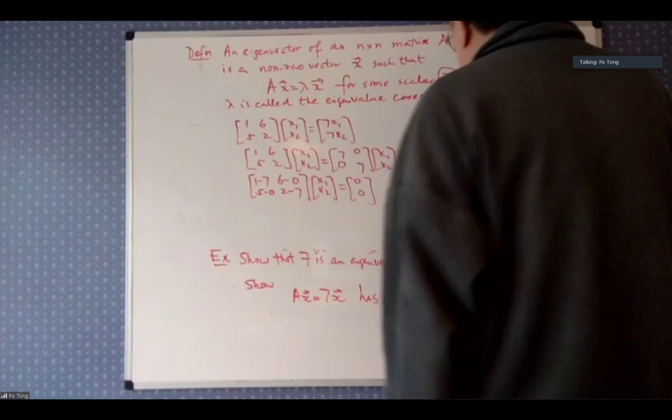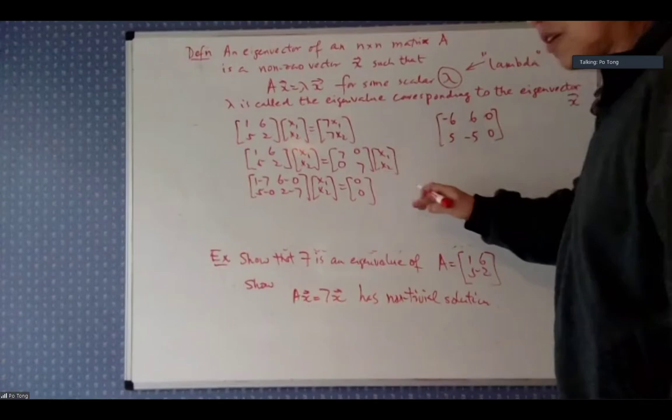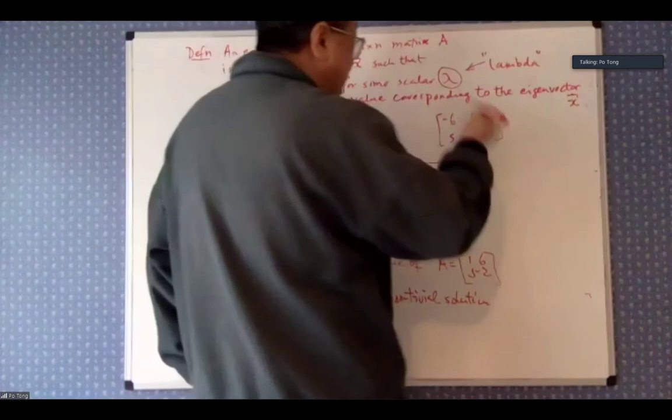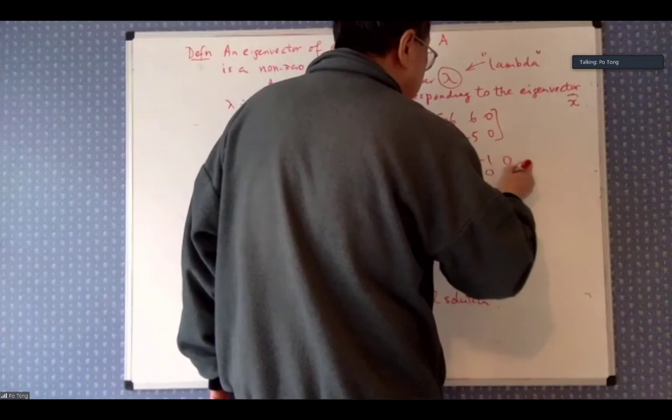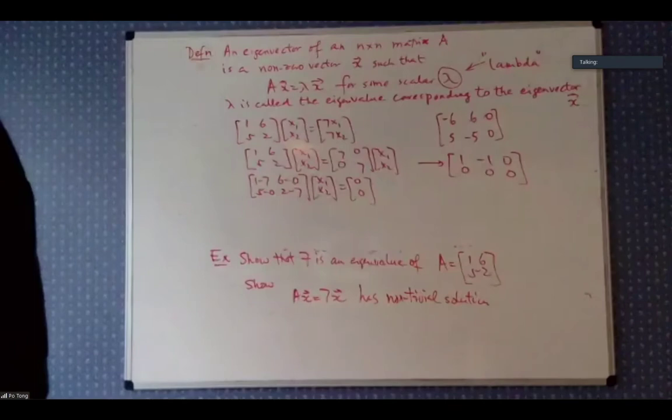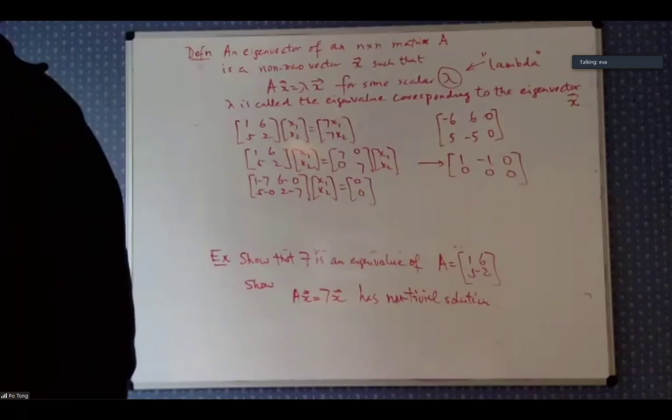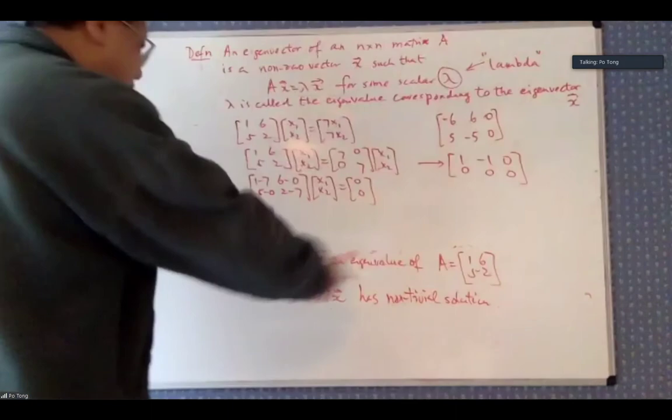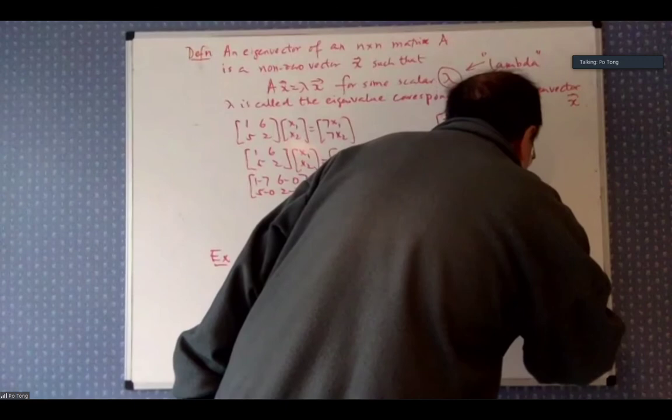Okay? So for this system to have a non-zero solution, I do RREF of A, and then I get 1, minus 1, 0, 0. Is there a free variable there? Are you guys following me? Yes. Okay. So this one has a non-trivial solution. Maybe I change this a little bit and find the corresponding eigenvector.